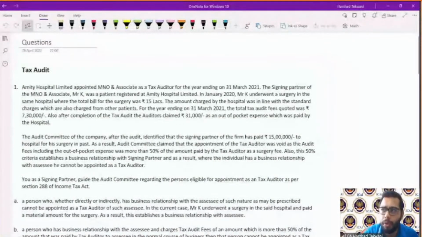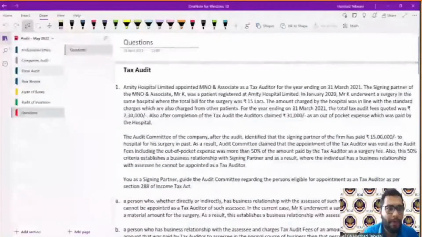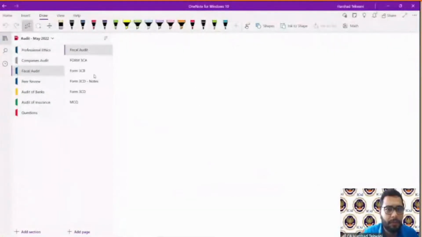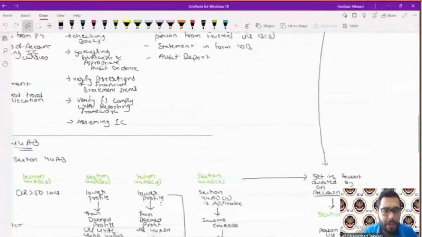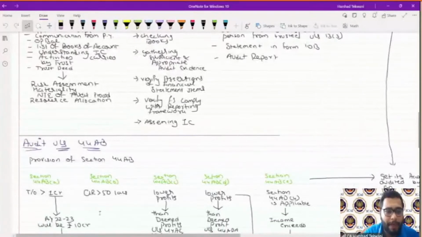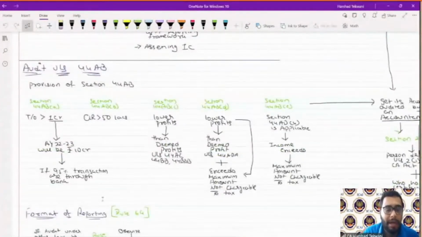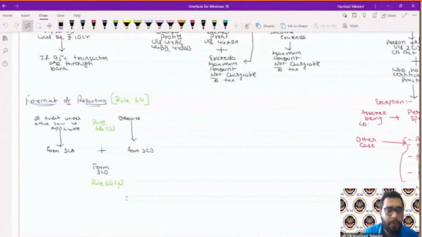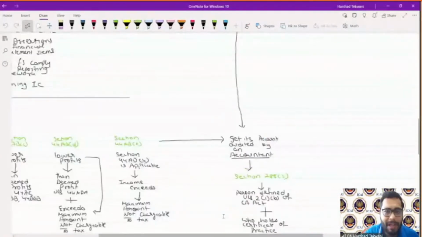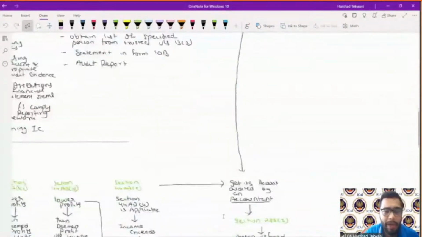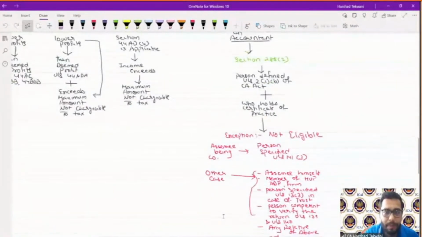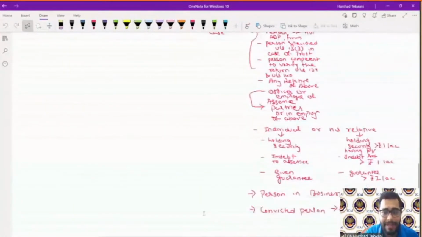Just to quickly revise audit under fiscal laws, I'll show a brief and then we'll start the questions again. What we discussed in audit under fiscal laws: we discussed the application of section 44AB. What is section 44AB? Under which circumstances is audit required under section 44AB? The format of the audit report, form 3CA, 3CB and 3CD. Then we discussed the eligibility of an accountant, meaning a person who can perform the audit under the tax laws, who is eligible and who is not eligible. We discussed that in detail.